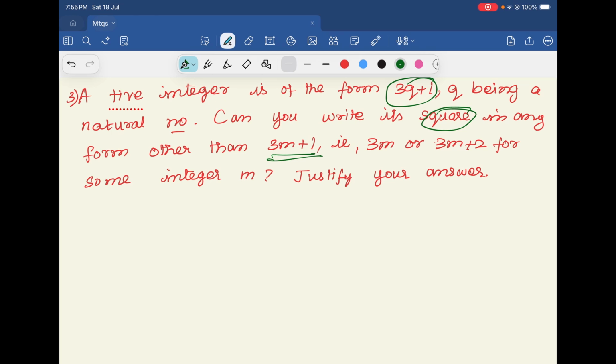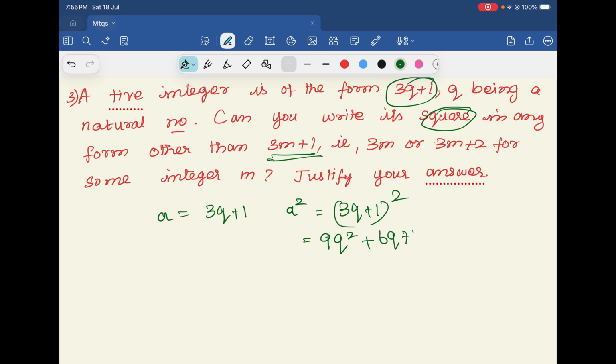So a positive integer is of the form 3q plus 1. Can you write its square? I take this number as a equal to 3q plus 1. So a square is 3q plus 1 the whole square. What is 3q plus 1 the whole square? 9q square plus 2 into 3, that is 6q, plus 1. Now I take 3 outside. So the answer is 3 into 3q square plus 2q, plus 1.